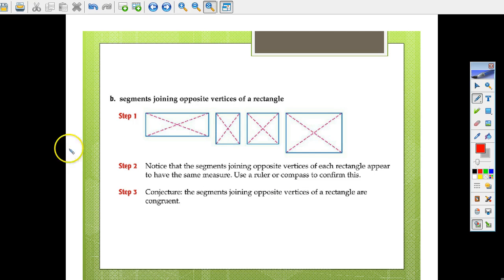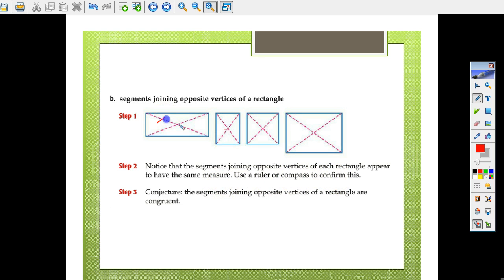Okay, now look at some figures here. Segments joining opposite vertices of a rectangle. You see all these rectangles and they're meeting at one point. Notice that segments joining opposite vertices of each rectangle appear to have the same measure. Use a ruler or compass to confirm this.